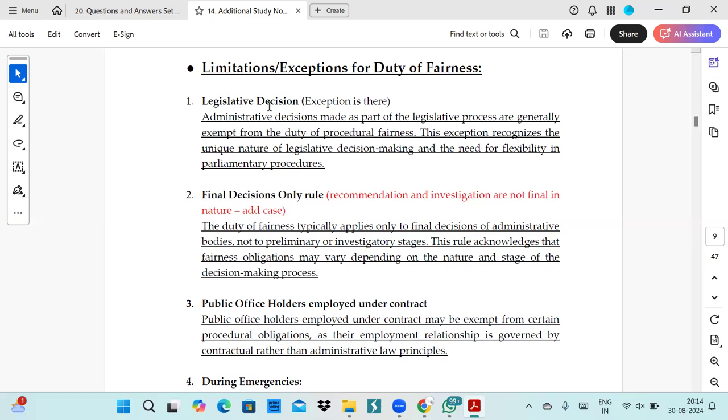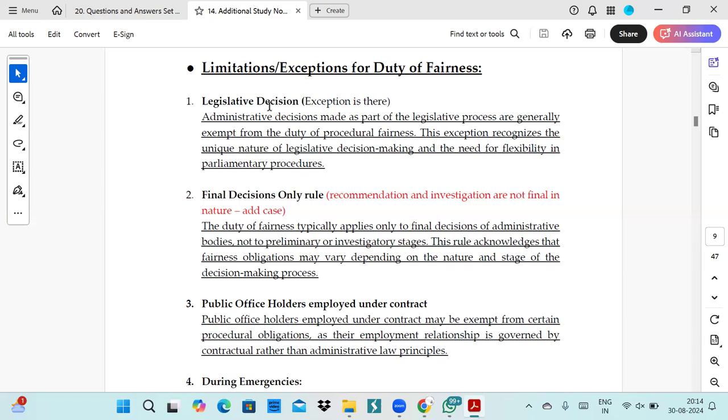Okay, yeah. So, what happened? You have a question: how do you make sure that it's a legislative decision in the first place? Okay. So how to identify whether it is a legislative decision? You will basically read the question and you have to see whether it has the elements of a tribunal decision or a legislative decision.